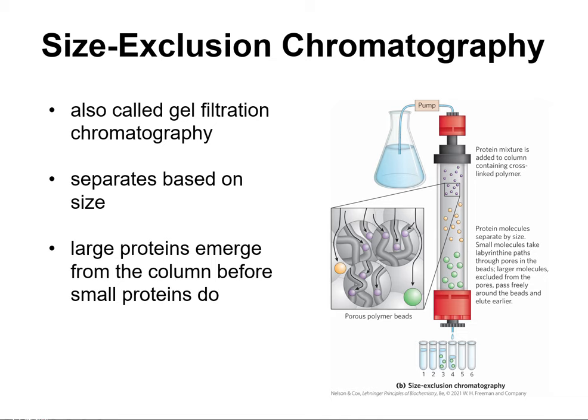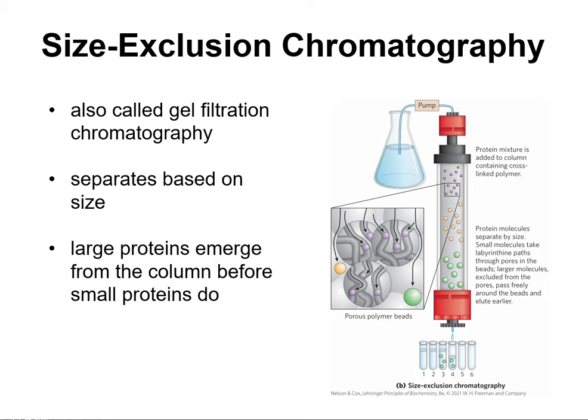There's also size exclusion. Size exclusion does exactly that. It will separate based on size. You'll also see it called gel filtration. Same thing. The large proteins are going to emerge first from the column and then smaller and smaller and smaller. The large proteins can't really interact with the resin, so they pretty much just go straight through. They kind of take the bypass, the express lane, and go straight through.